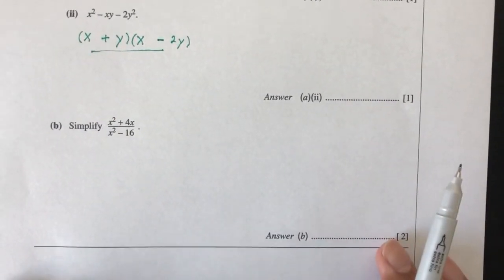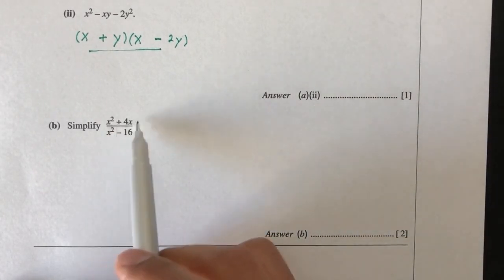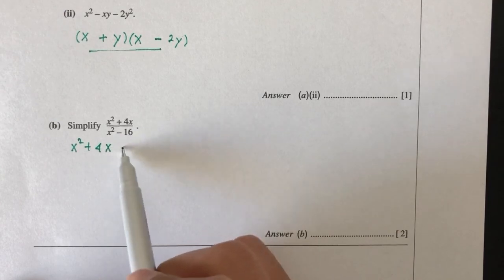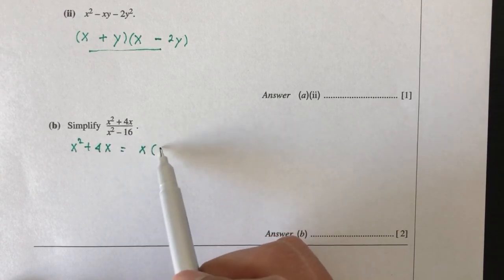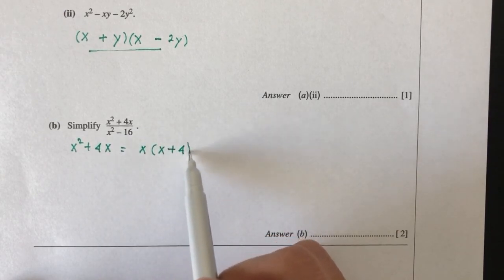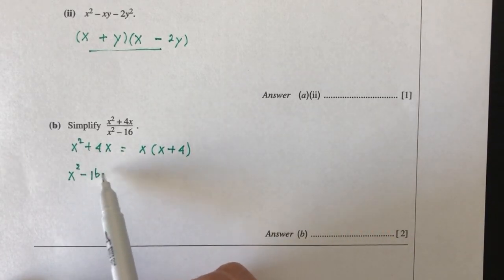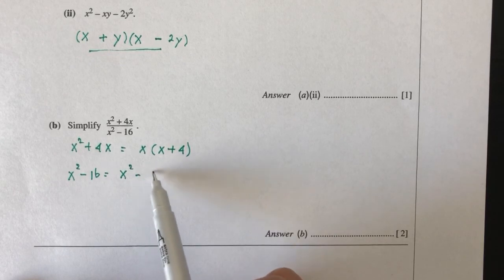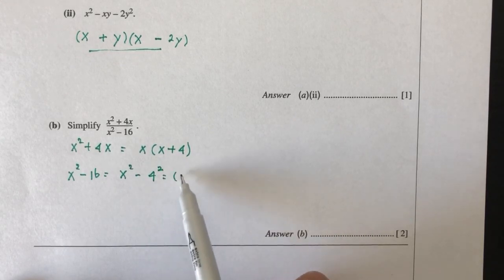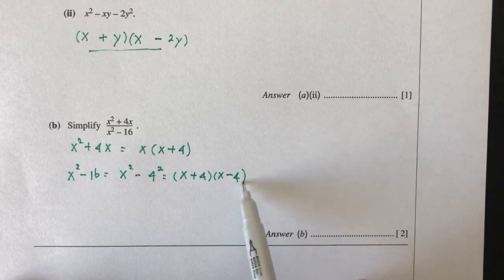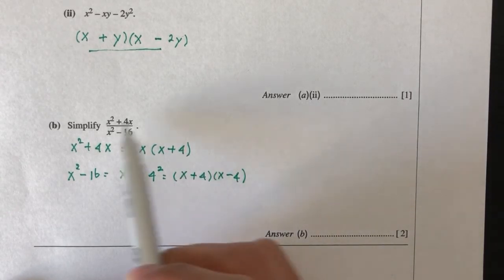Part B, simplify this one. Let's first simplify the top. So we have x squared plus 4x. That will be, x is common, so that will be x plus 4. Now the bottom, we have x squared minus 16, which is x squared minus 4 squared, which is x plus 4, x minus 4.